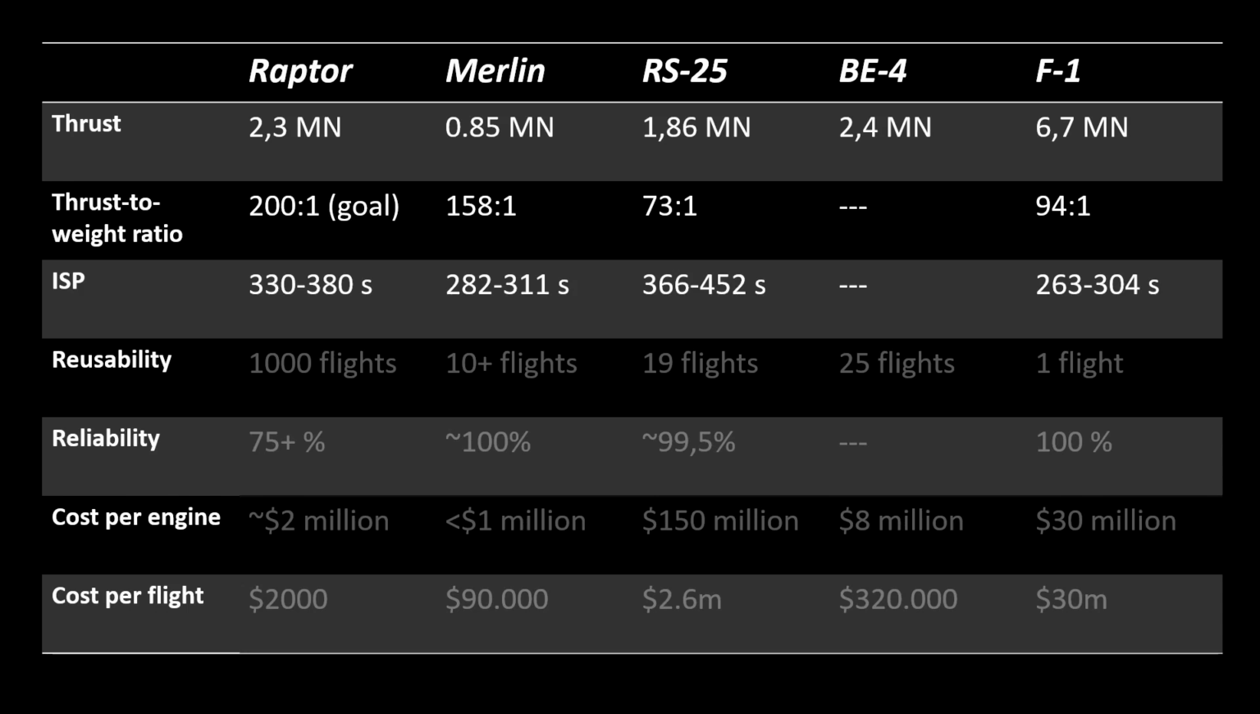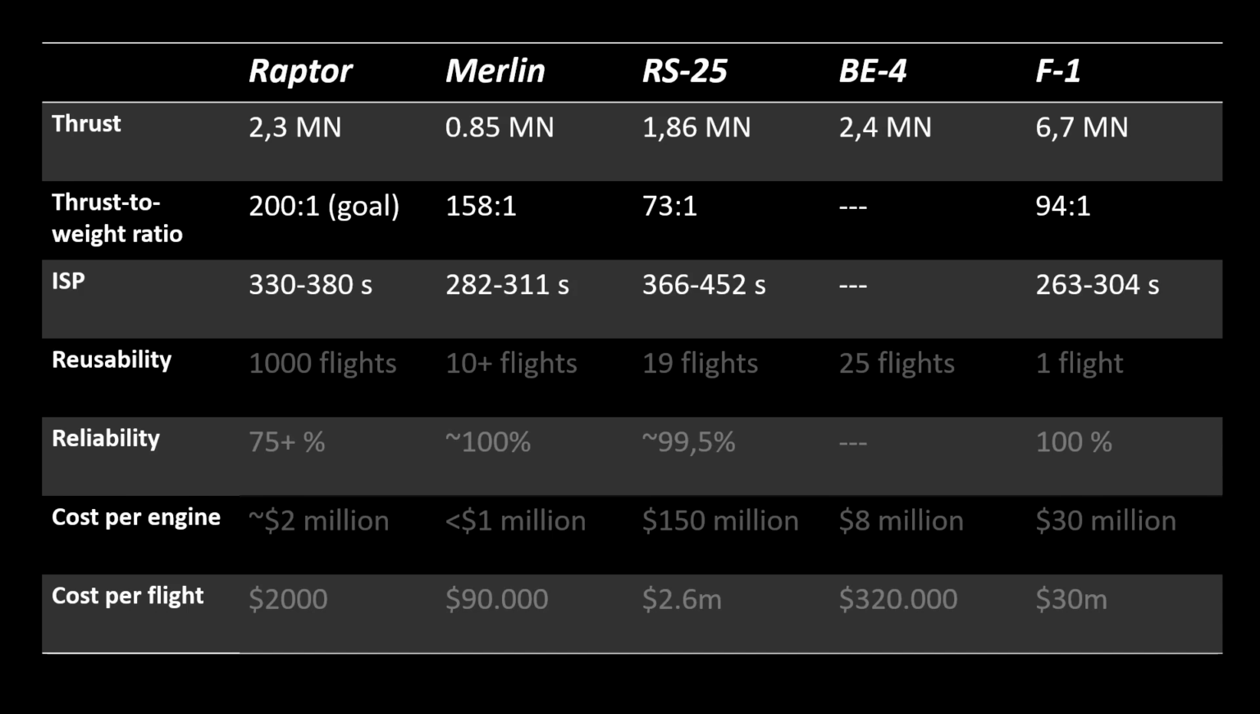The other engine by SpaceX, the Merlin, has a specific impulse of 282 seconds at sea level and 311 in a vacuum. The RS-25 on the other side may be the most efficient engine ever, with an ISP of over 366 seconds at sea level and a whopping 452 seconds in a vacuum of space, beating even the Raptor by far.